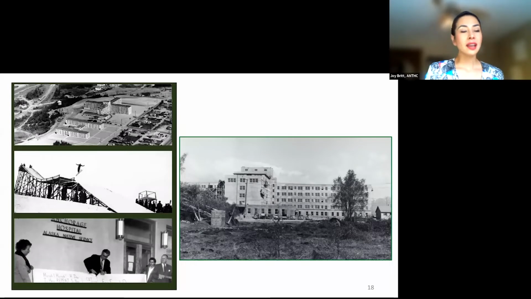In the past, as you see here on the top left, it was Anchorage's first water storage facility. It then became a ski jump. Imagining jumping off that ski and seeing those views of the inlet. Oh my goodness, I can't even imagine jumping off something like that.